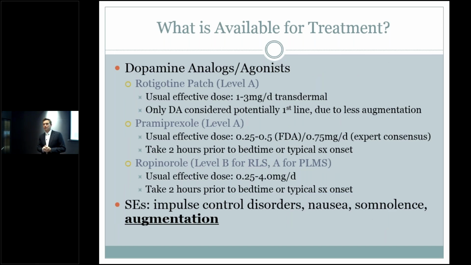Dopamine agonists. So Neupro patch, rotigotine, is actually quite effective, and patients tend to like it. It is a bit hard to get approved, but it is the only dopamine agonist that's considered first line, as it has less of an augmentation side effect than pramipexole and ropinirole do. The evidence suggests that they're all level A to some extent, although ropinirole is a level B for restless legs. And again, you take the pramipexole, ropinirole 2 hours before bedtime, and rotigotine you just take once a day, or you put on the patch once a day.